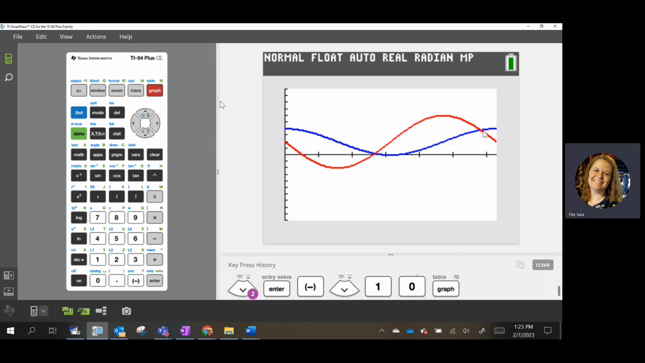Does that make sense? So you can see it in polar mode. You can see them colliding, okay? But we have to come back to rectangular mode so we can calculate where that's actually happening.